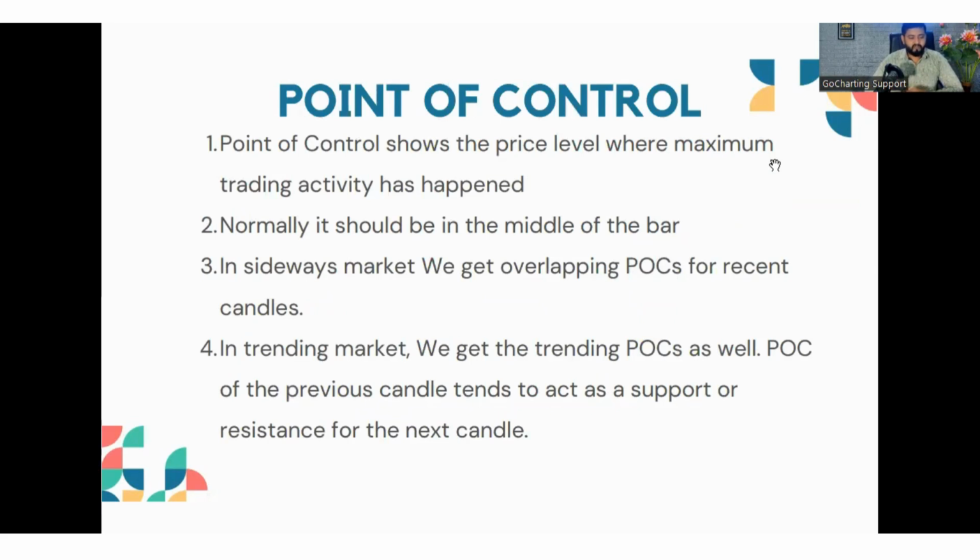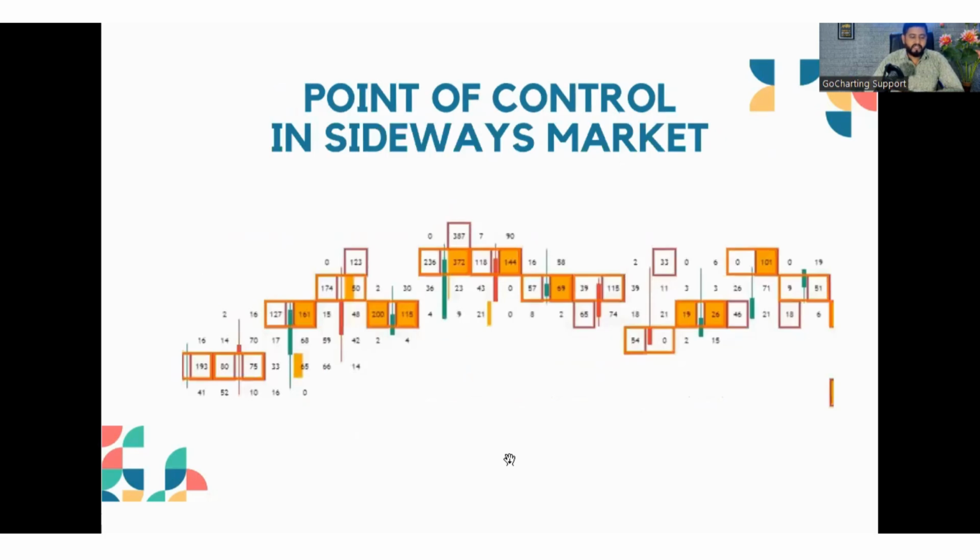Now let's talk about point of control. Point of control shows the price level where the maximum trading activity has happened. Normally it should be in the middle of the bar. In a sideways market, we get overlapping POCs for recent candles, but in a trending market, we keep on getting new POCs, and the previous candle POC tends to act like support and resistance. How to get the point of control in Go Charting, I have already explained in the first video, that is the basic video. Guys, please look at that.